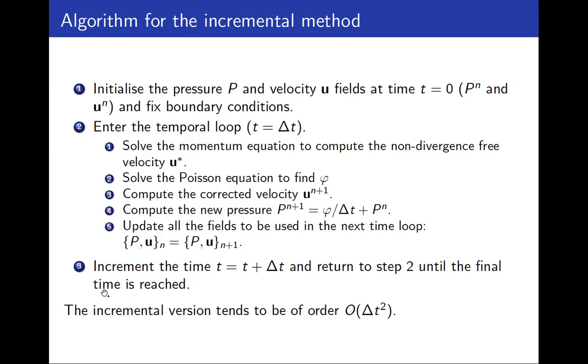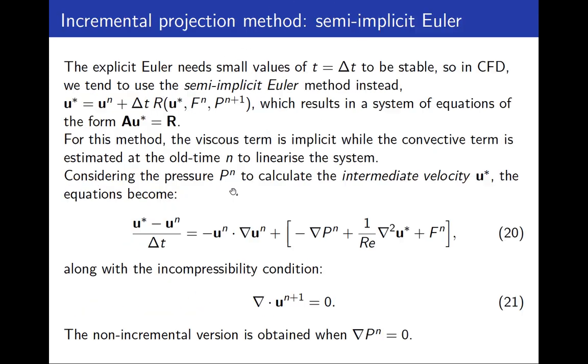One of the advantages of using the incremental version is that this algorithm tends to be of order delta t squared. That means it's going to be slightly more stable compared to the non-incremental version, because you can use moderately large values of delta t, and your method is going to be stable. You will avoid some unphysical oscillations of your solution of the velocity and pressure using the incremental version.